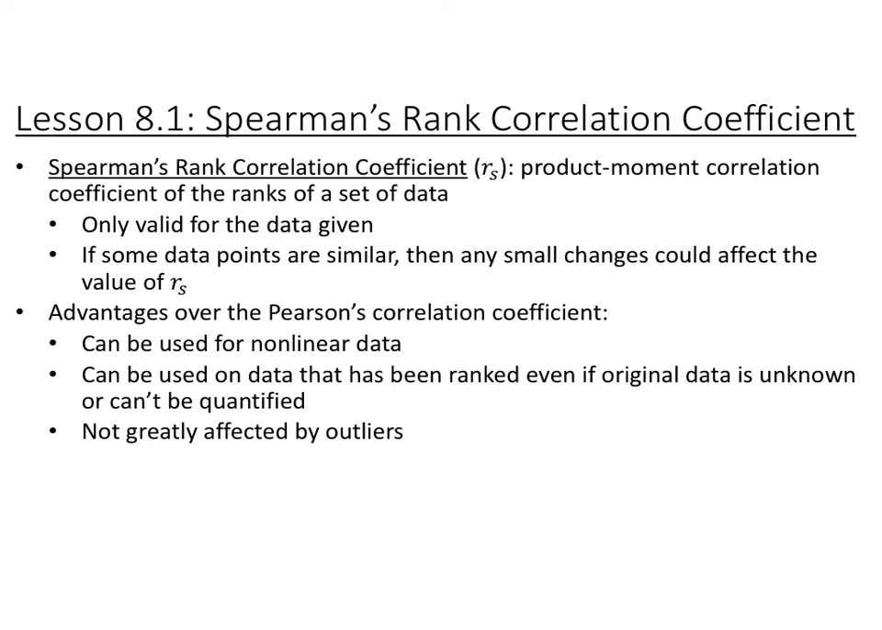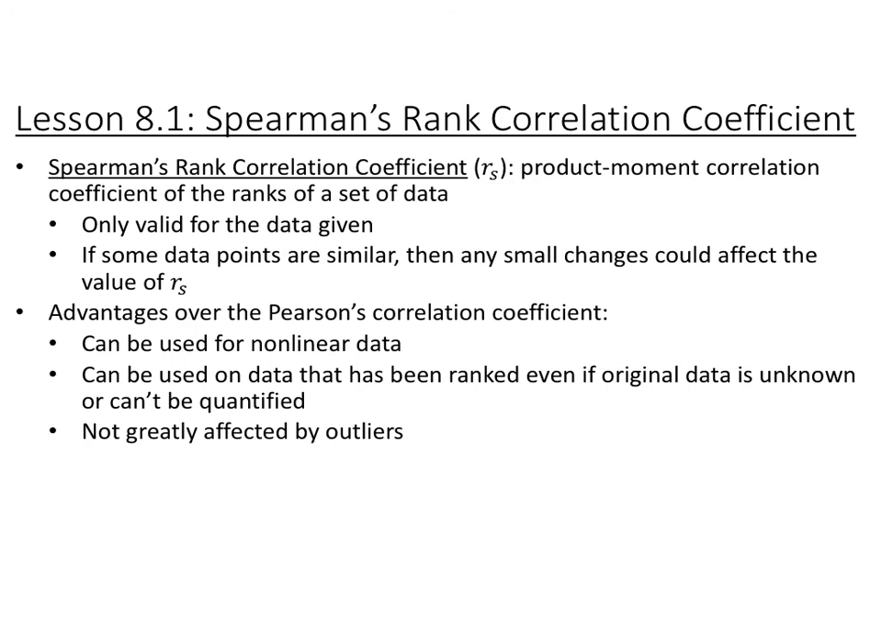Also, if data points are similar, like if the values are close to each other, small changes could affect the value. So there's a lot more cause and effect that happens on your Spearman's rank correlation coefficient. Some advantages over Pearson's product moment correlation coefficient: it can be used for nonlinear data. So if you have something, let's say that's exponential, you can rank the x and y coordinates and model it with this kind of linear ranking system and then find the correlation between them.